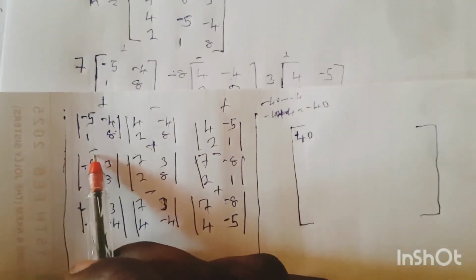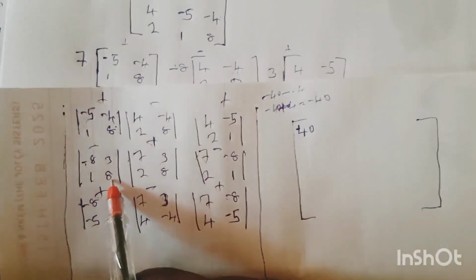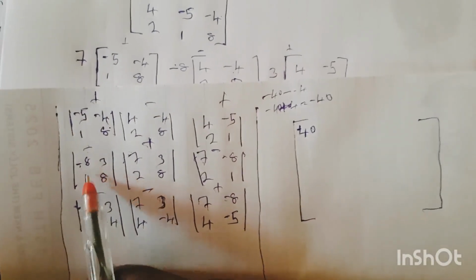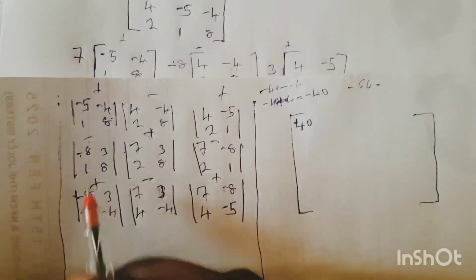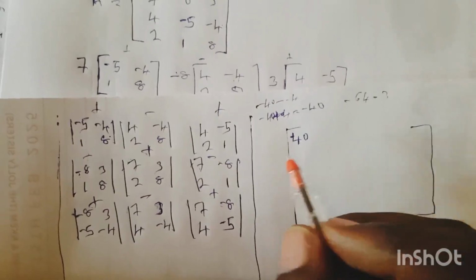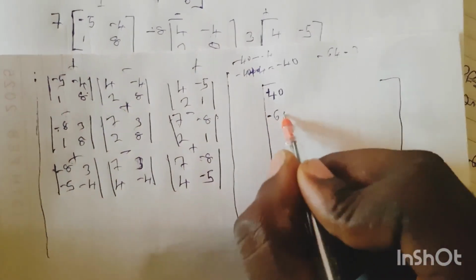Now there's a negative sign here, so any answer we get here becomes negative. So minus 8 times 8, that's 64. So minus 64, minus 1 times 3, that's 3. So it's going to give us minus 64 minus 3. That's going to give us minus 61. So here is going to be minus 61.